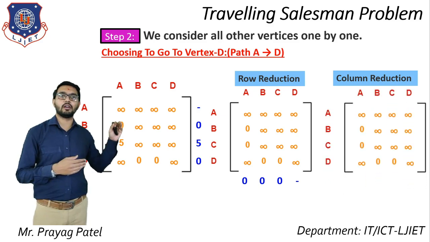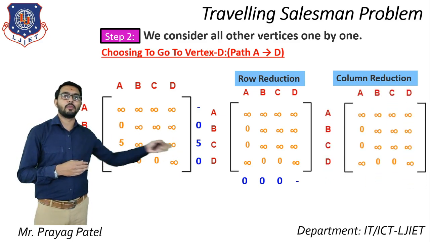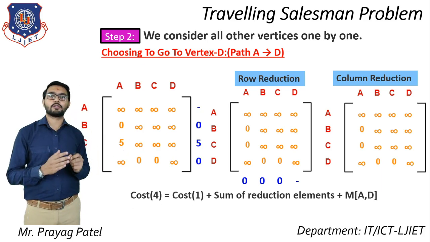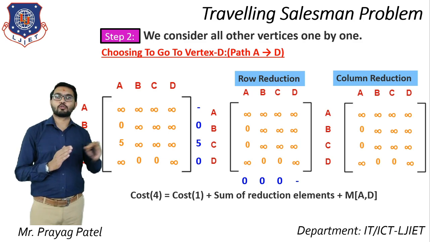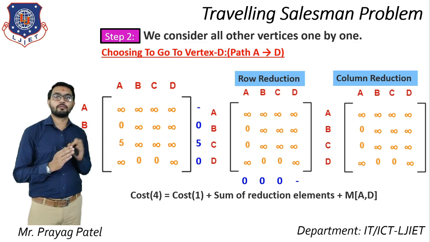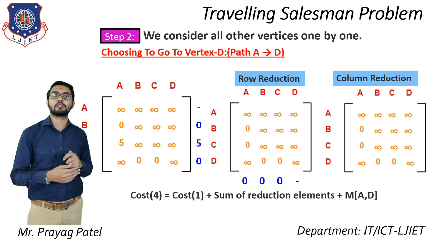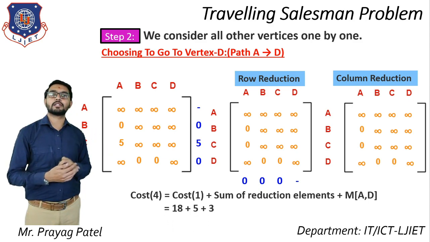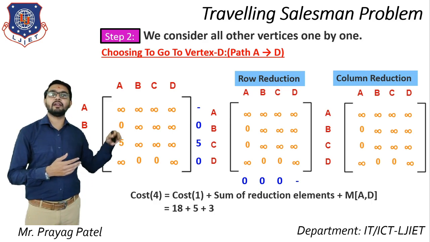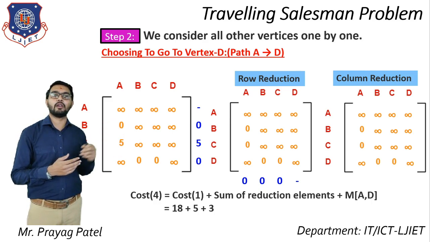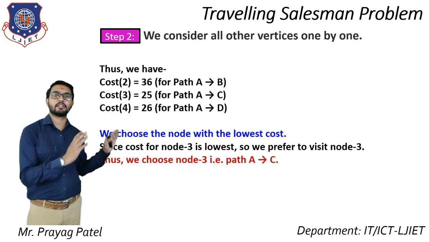After row reduction and column reduction, the reduced matrix is your third matrix. Now consider the cost for this matrix. So here the cost for matrix 4 is equal to cost 1 plus the sum of the reduction elements plus the value of MAD. So cost 1 is already 18, plus the reduction cost is equal to 5 because only row reduction was done, and plus 3 for the old value of MAD. So the final value is 26 for this step.